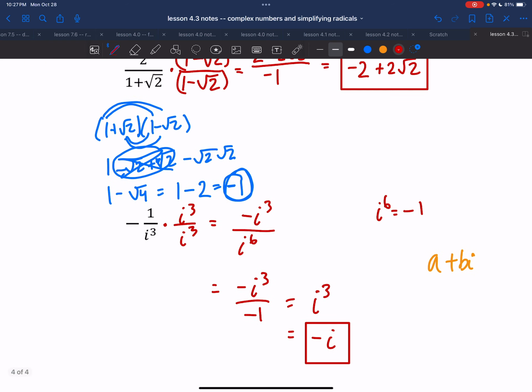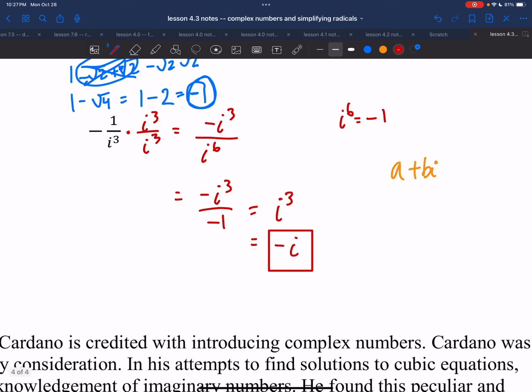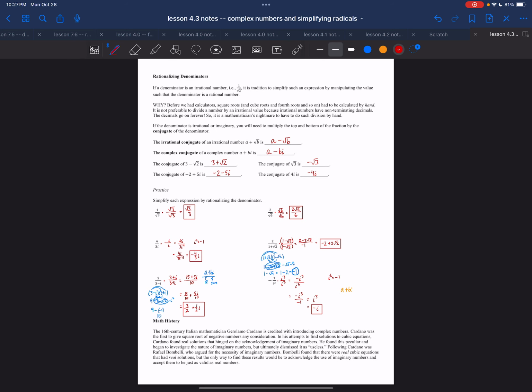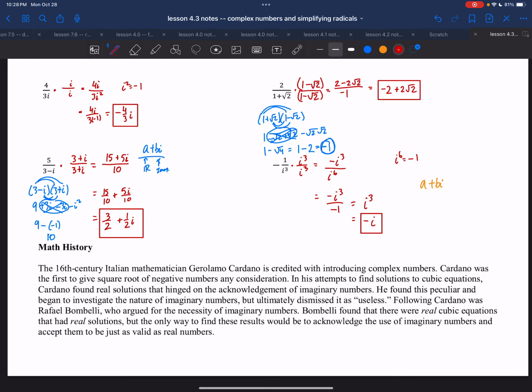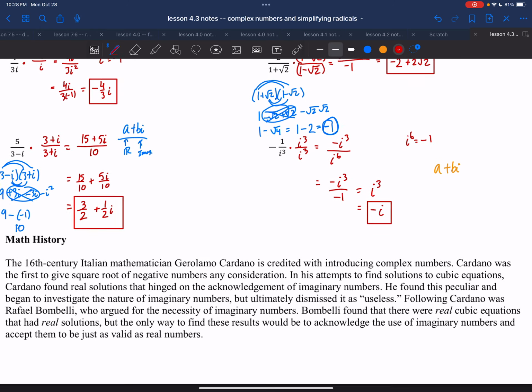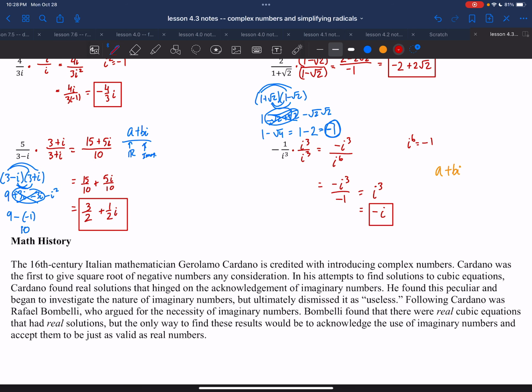And that's it. It's done. There's negative i. Amazing. That's rationalizing the denominator, and I hope that was helpful with that. Okay. There's a last little bit of math history here at the bottom. You might like to pause. I love talking about this in class.